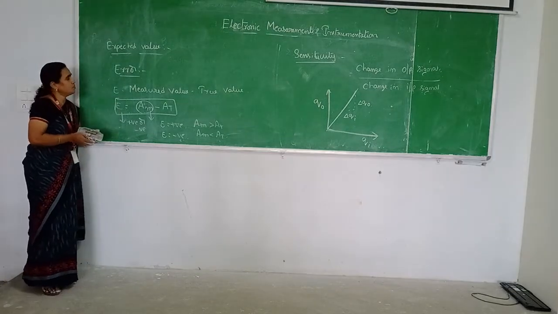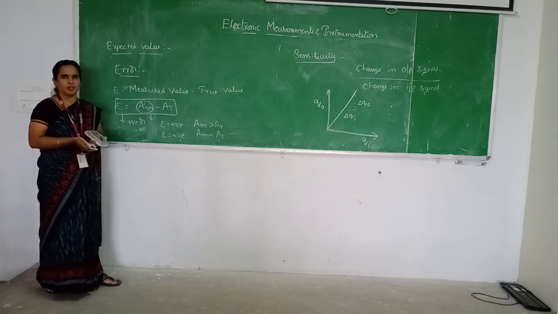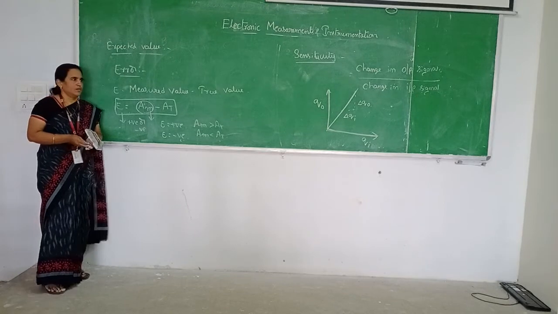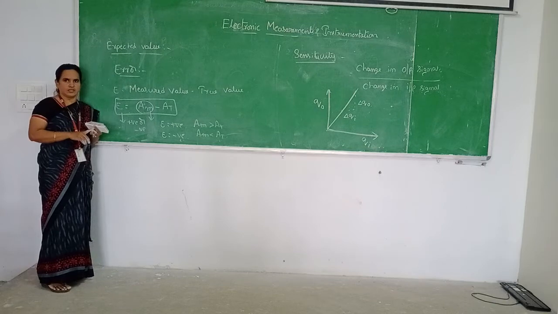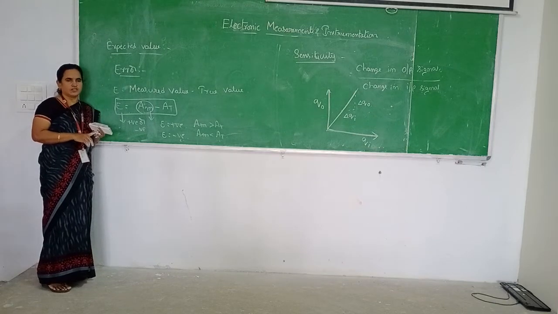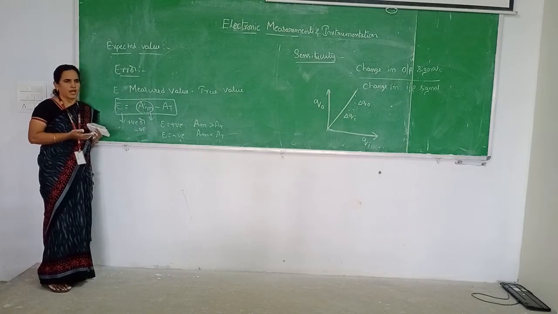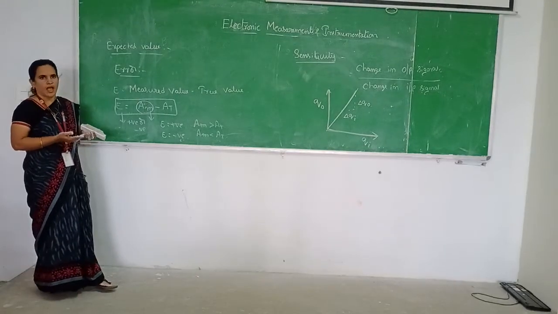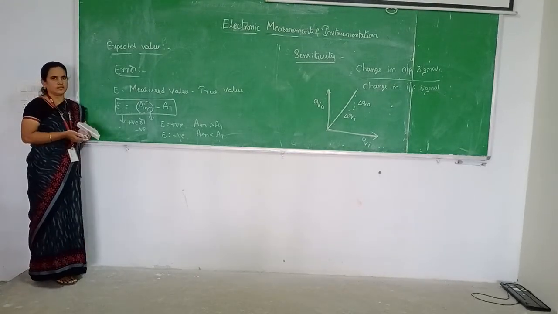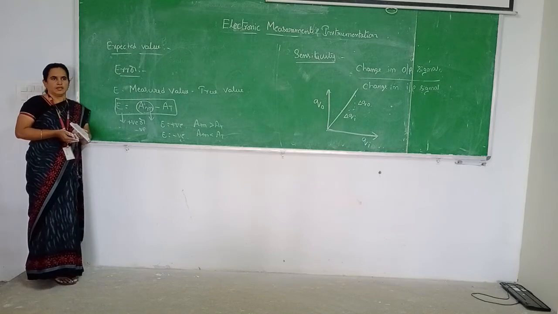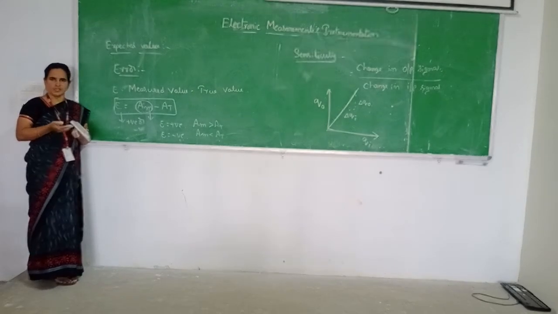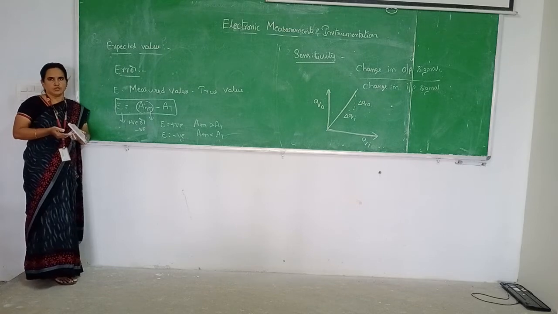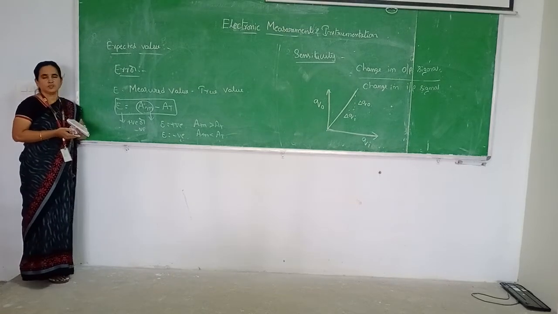So these are all important performance characteristics of an instrument. First static characteristic is accuracy, the degree of closeness of the measured quantity to the true value. The second characteristic is resolution. It is defined as the smallest change in measured value or input value to which an instrument will respond. And the third characteristic is precision.